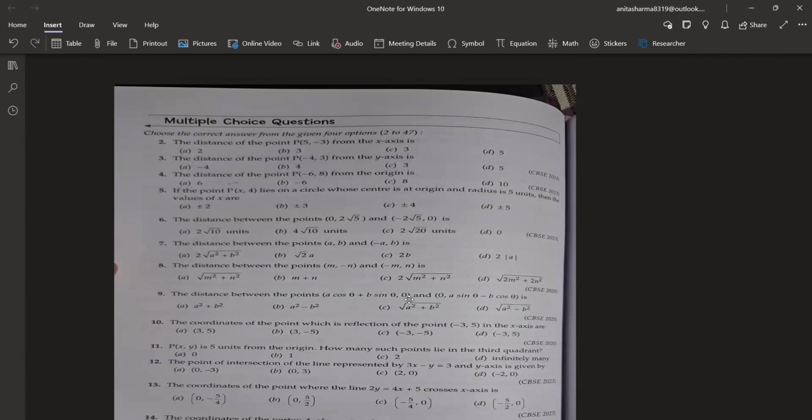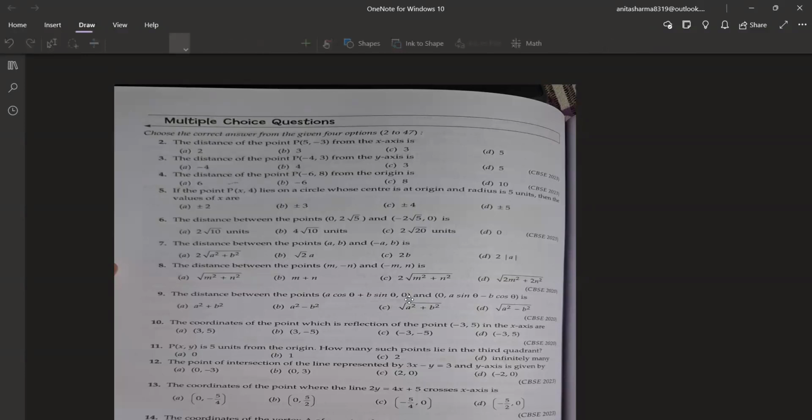What will be the distance from the x-axis? 5.